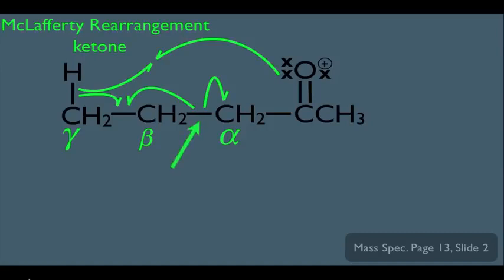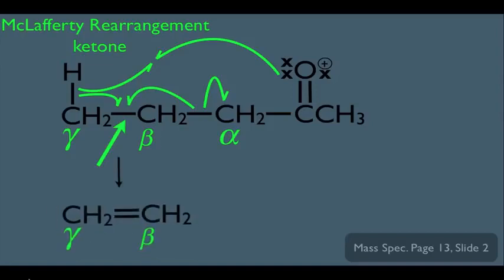Notice this electron movement means that this bond is going to be broken. So we're always severing the bond between alpha and beta. And this right here, these two electrons meeting up, means a new pi bond is going to be formed between the beta and the gamma carbon. Let's put what we have so far here. That would look like this right here.